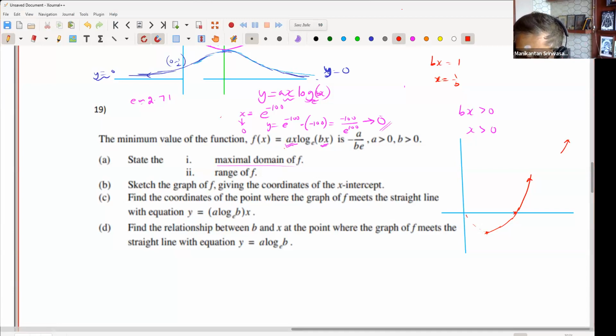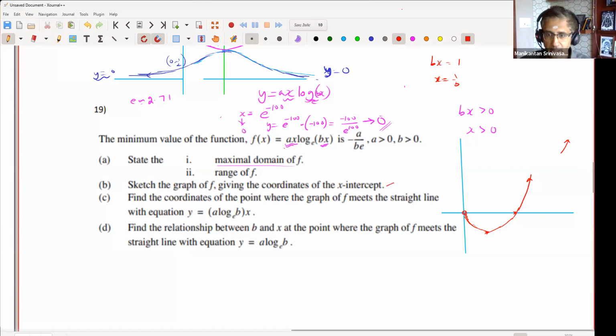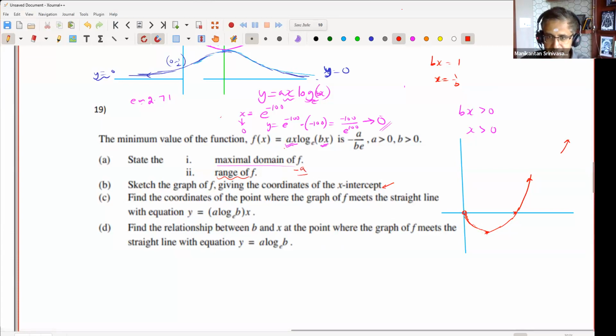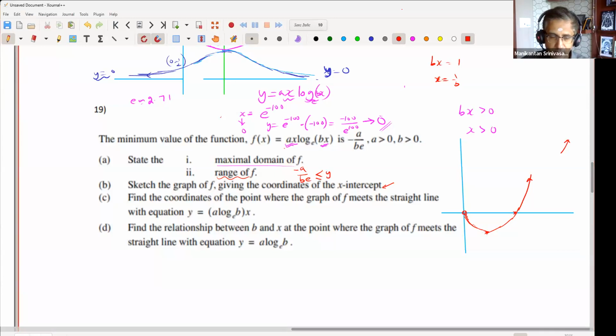So that's exactly the same behavior here also. It'll approach 0. I'll put a hole here because it cannot touch 0, remember. The domain is x strictly greater than 0. Therefore, the graph of this is going to look something like this. Sketch the graph. Okay, in fact, we missed the range of f, but as part of sketching, we found that also. So the range of f is minus a by b is the minimum value. He himself has told us that. So less than or equal to y, and it can go all the way till infinity, as we just established. So the range is this.